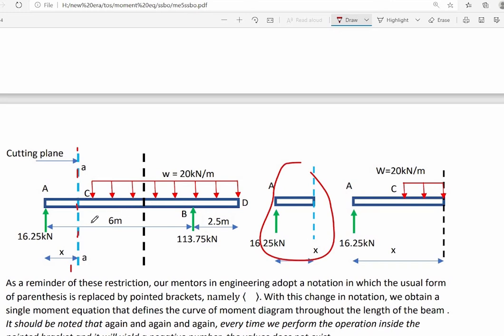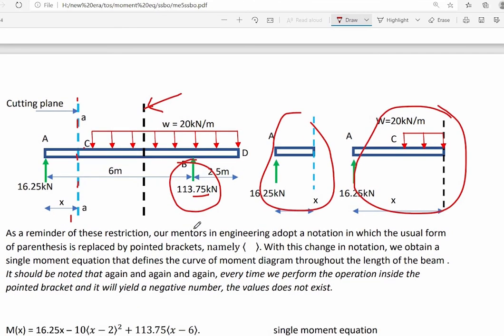If we pass a cutting plane which is greater than 2 meters but less than 6 meters, that is, the cutting plane will be located between C and B, then the 113.75 kilonewton will not be included in our free body diagram. So here's our free body diagram. And therefore, 113.75 kilonewton will not contribute moment to the beam.